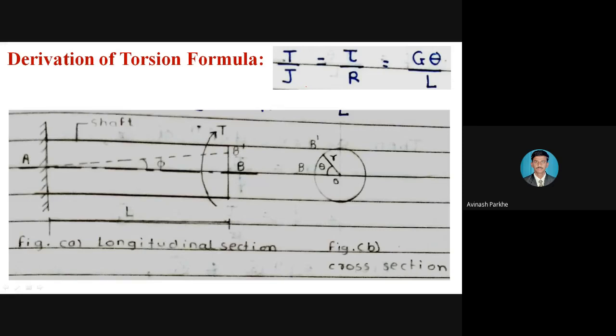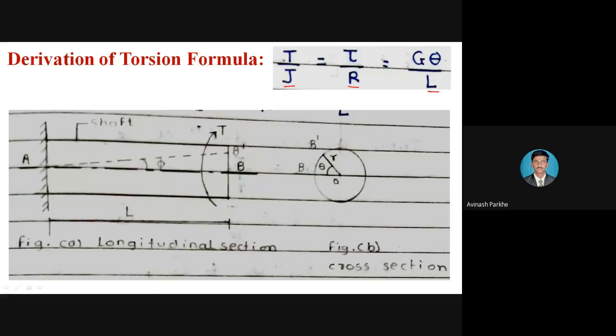Now, in today's lecture, we will derive the torsion formula. So, whatever the figure is in front of you, here we have to derive the torsion formula. What is the torsion formula? That is T upon J is equal to tau upon R is equal to G theta by L. This formula we have to derive, and this particular formula is called the torsion formula.